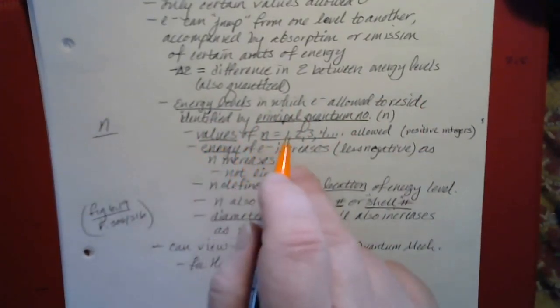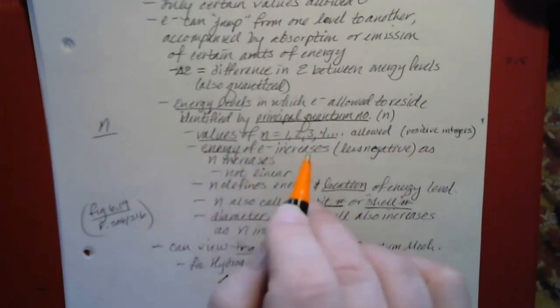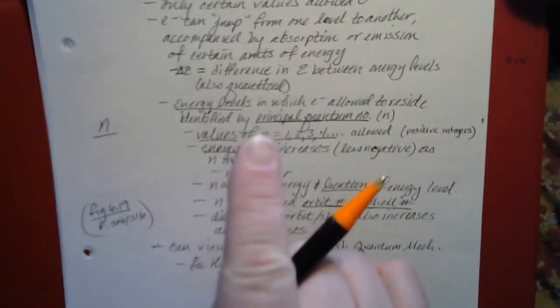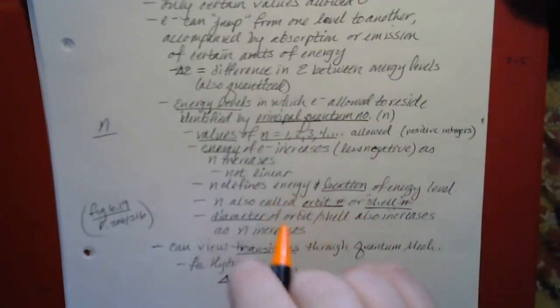The values allowed for n, again, are positive integers, 1, 2, 3, 4, and so on, counting out from the nucleus. The energy of electrons increases as n increases, but what that really means is that the energies of the electrons are getting less and less negative as you move away from the nucleus, with the maximum energy of the electrons being 0 at an infinite distance from the nucleus.